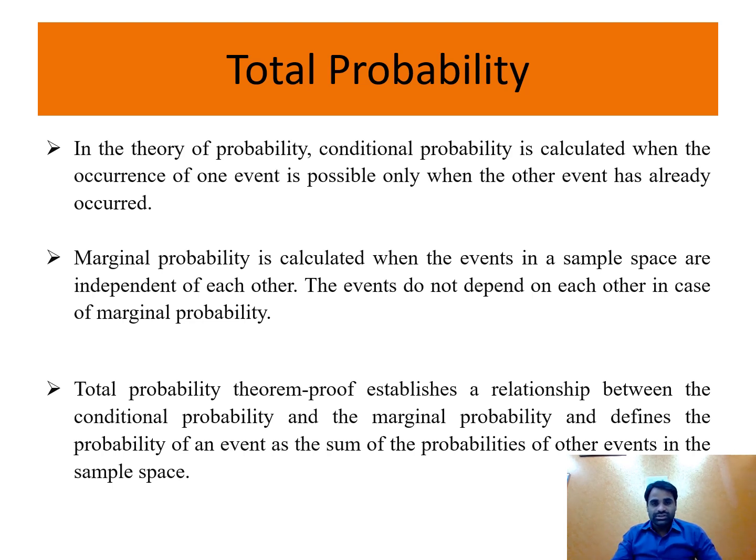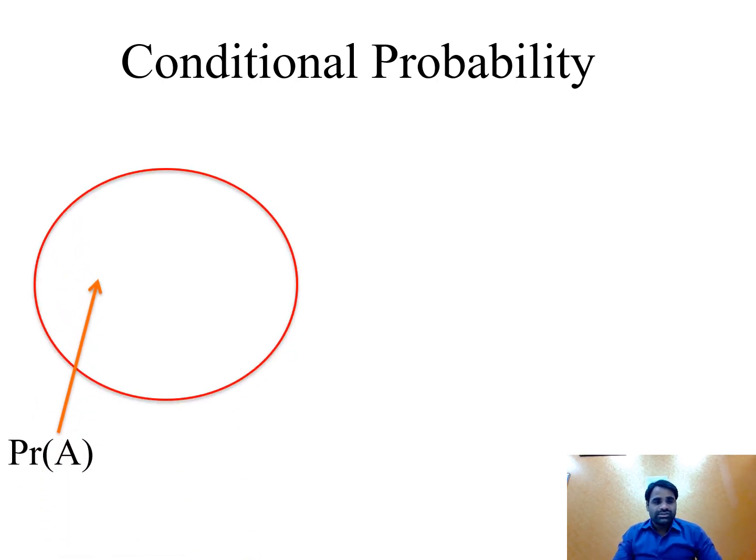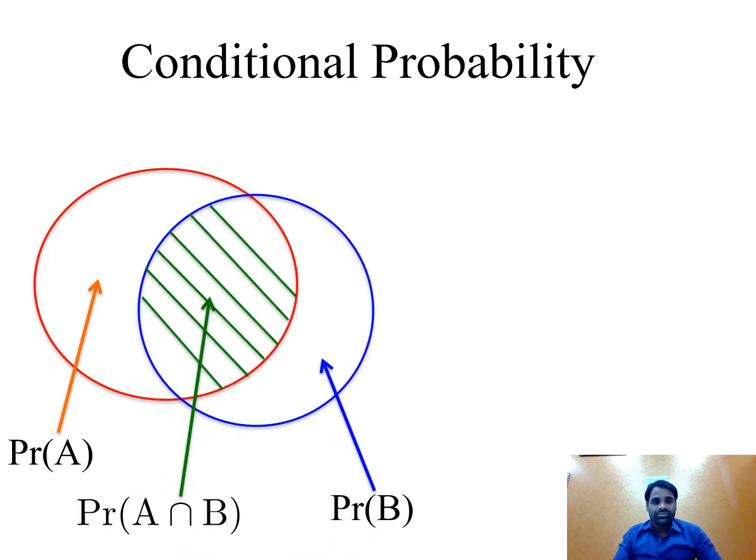Okay, next we'll see what conditional probability is. As we said, the occurrence of event A depends upon the occurrence of another event B. So let's take this as event A, probability of A, and this as event B, probability of B.